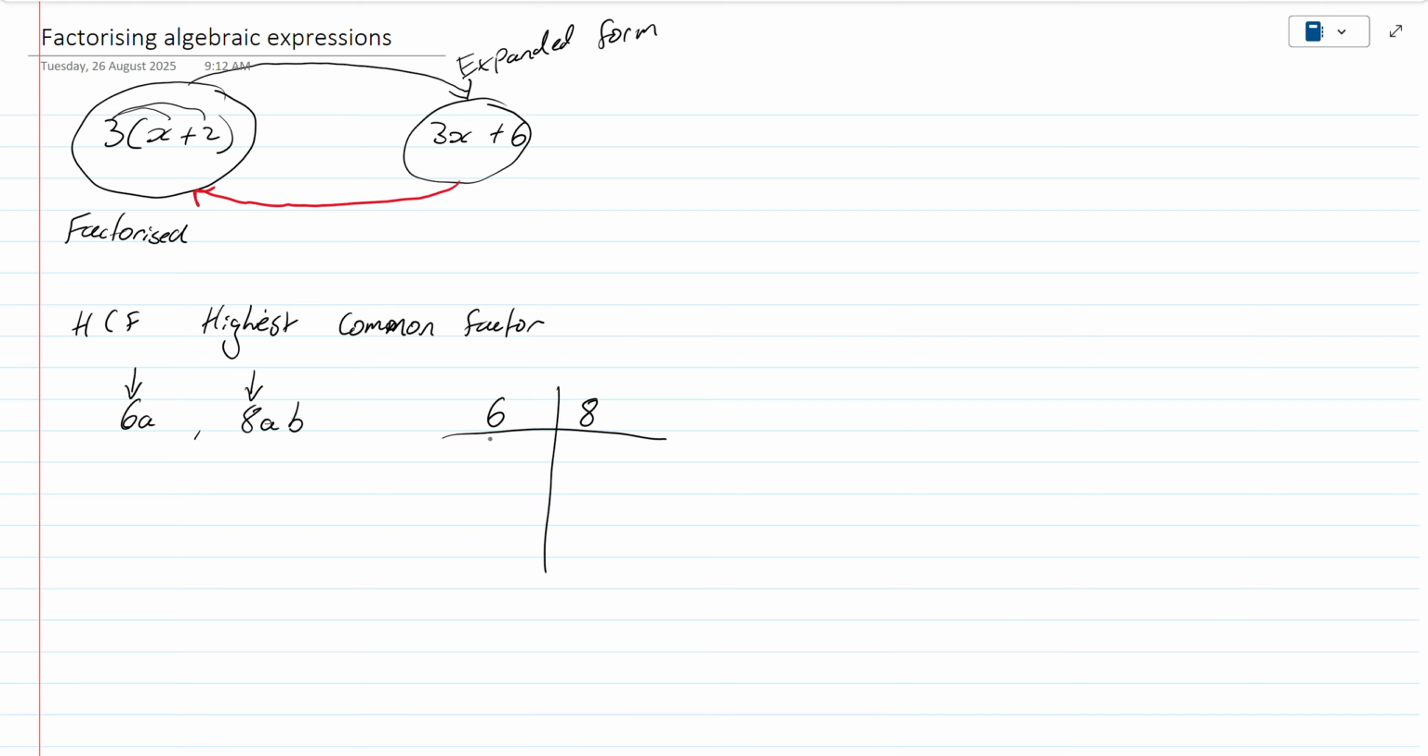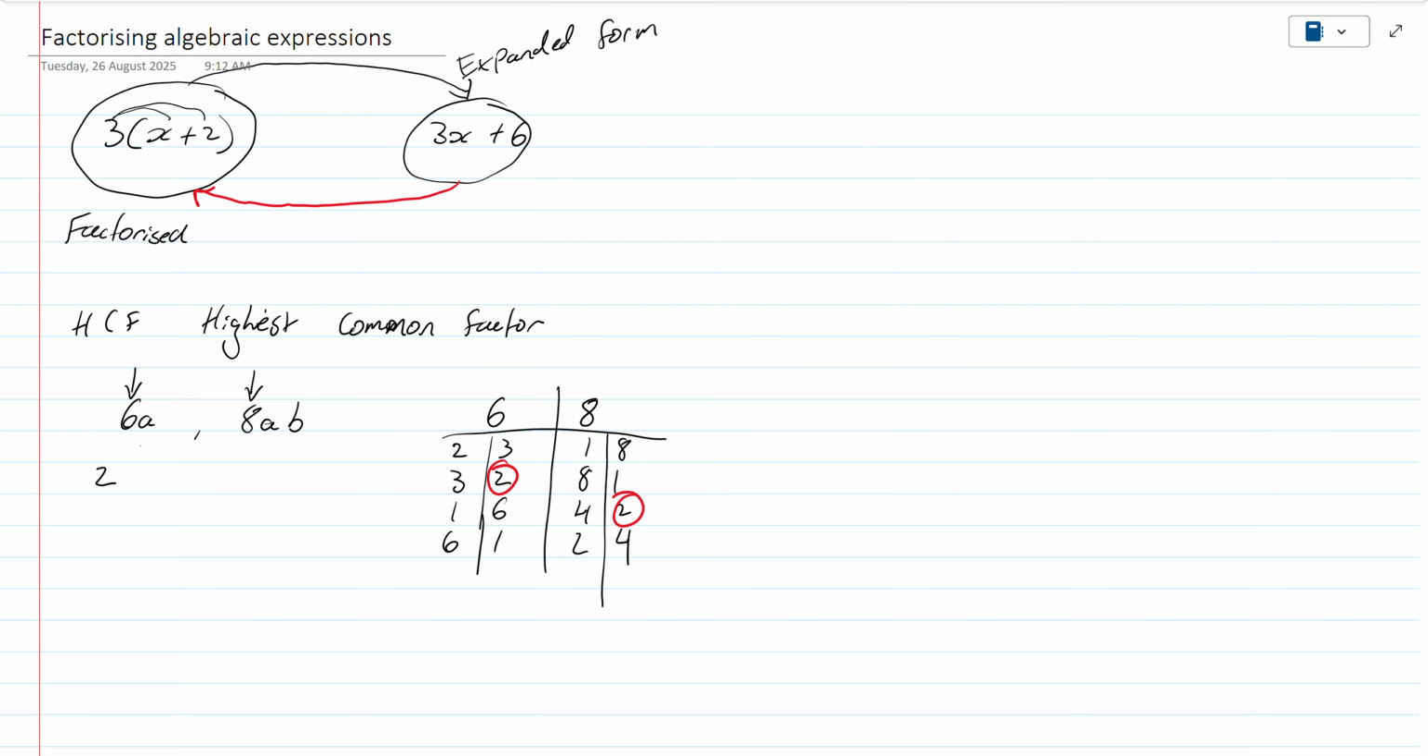Well, to get 6, you can have 2 and 3, 3 and 2, 1 and 6, 6 and 1. To get 8, you can have 1 and 8, 8 and 1, 4 and 2, 2 and 4. So the only numbers here that are common are 1 and 2. That's the highest common factor because 2 is obviously higher than 1. So the highest common factor of 6a and 8, firstly, is going to be 2.